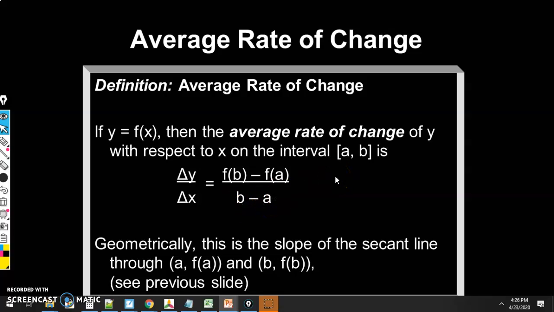And that's really similar to the slope formula, okay? Geometrically, this is the slope of the secant line through 2 points. Okay, so instead of writing points x1, y1, we're writing points a, f of a, and b, f of b. So this is very similar to slope, okay? In fact, this is the same thing as the slope formula. Average rate of change is the slope, okay? Now there's something called a secant line, which we'll talk about, but a secant line is just a line going through 2 points, all right?